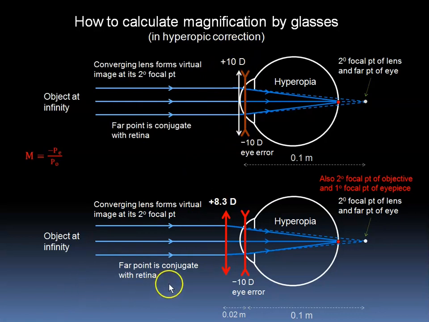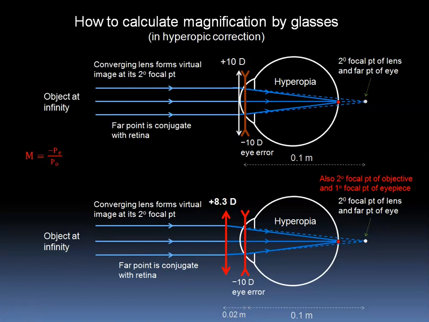Once again, we can calculate the magnification effect. In this case, the eyepiece here, minus 10 diopter eye error, and the objective plus 8.3 gives a total of 10 divided by 8.3, which is 1.2 times magnification. The number is positive, which indicates an upright image. So in general, when using plus lenses in front of the eye, one gets magnification. When using minus lenses in front of the eye, one gets minification when compared to using the corresponding contact lens option.